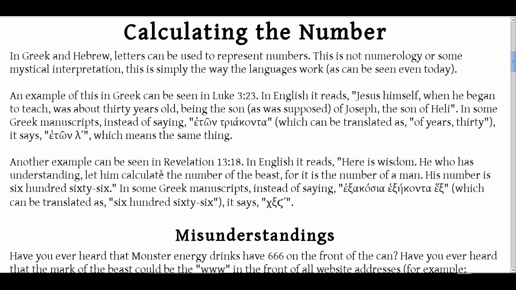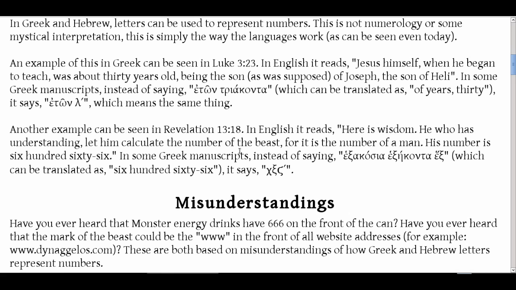Another example can be seen in Revelation chapter 13, verse 18. In English, it reads, "Here is wisdom. He who has understanding, let him calculate the number of the beast, for it is the number of a man. His number is 666." In some Greek manuscripts, instead of saying hexakosioi hexekonta hex, which can be translated as 666, it says chi xi stigma.